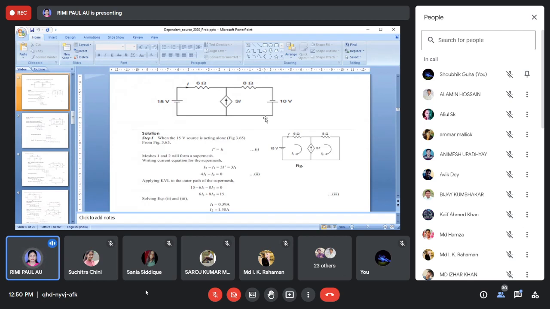If it is mentioned, you have to solve it using the superposition theorem. Then step by step you have to first short circuit this path, solve the problem, then short circuit the other path, solve the problem, and find out what the branch current is. Okay, so you will try to solve this problem.